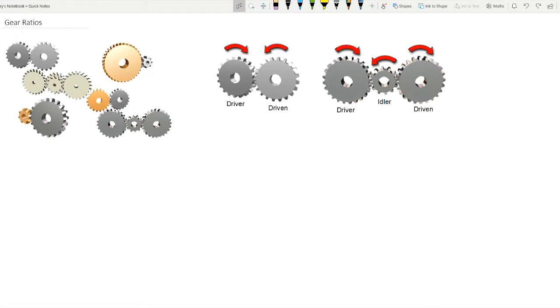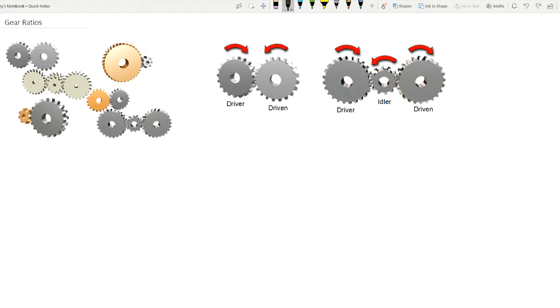why we have them. So as you can see on the screen here, we have some images of different types of gears, different sizes, all meshing together in different ways. If you look in the middle here, we have two gears, and one of them is called a driver and one of them is called the driven. So essentially the driver is where the input torque is coming in, and the driven is where the torque is going out.